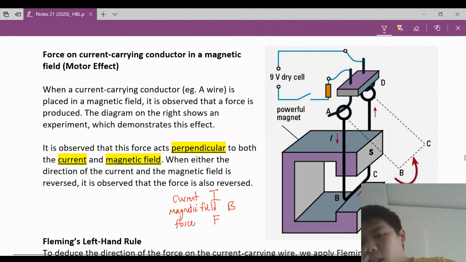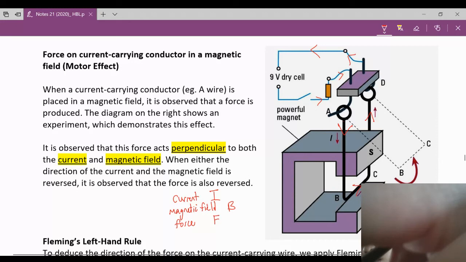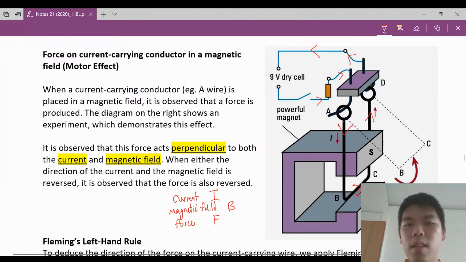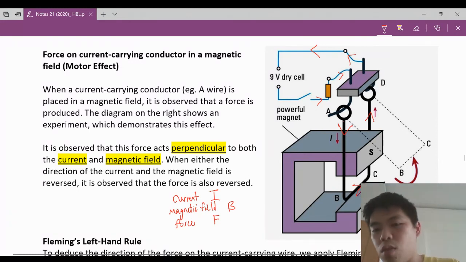So this is what happened. There is a wire here. The current flows downwards, flows in here, and then flows out. So that's the current, how it flows in the wire. This is the current carrying conductor. Now you place it in the magnetic field, north here, south here. The magnetic field goes this way, upwards.